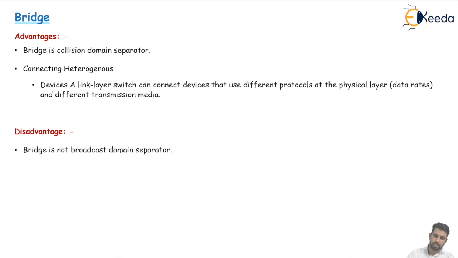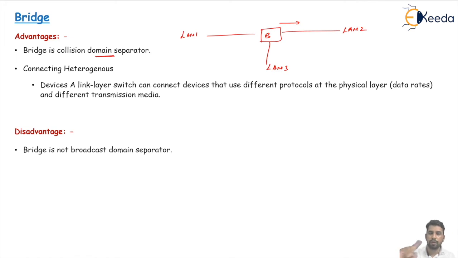Advantage of the bridge: you can say that a bridge is a collision domain separator. You see, if this is a bridge between two LANs or three LANs, for example this is LAN number 1, this is LAN number 2, and this is LAN number 3, here the bridge will forward the packets to the particular links, to the particular LANs. In a LAN there is a possibility of collision.